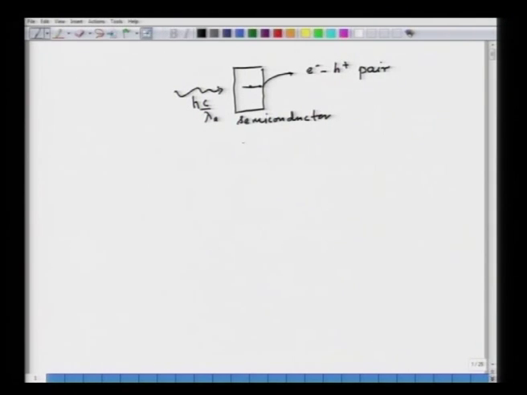We also saw if we create electron hole pair by some other means in a semiconductor, then this electron hole pair may get annihilated and give light out, and this is known as the emission from the semiconductor, and this is due to annihilation of electron hole pair.